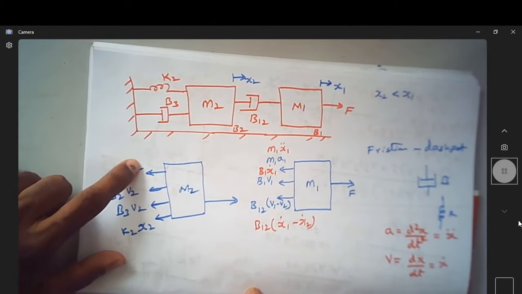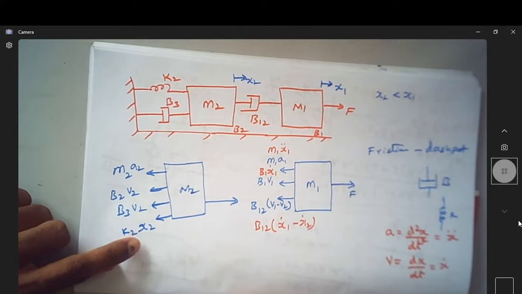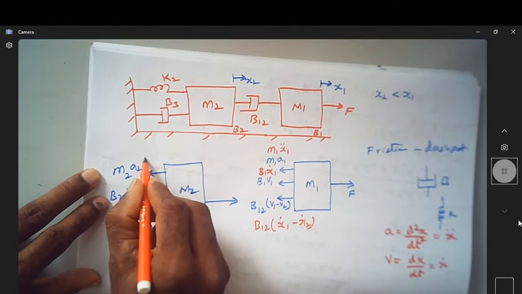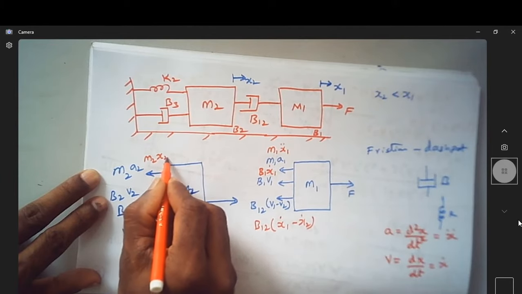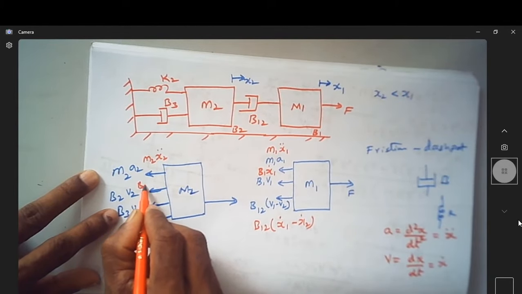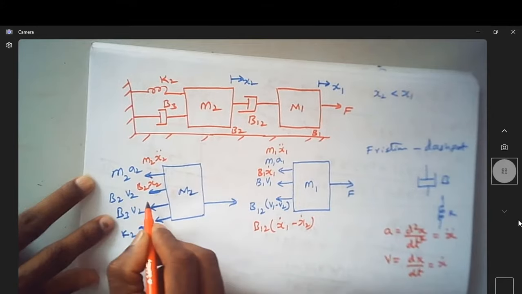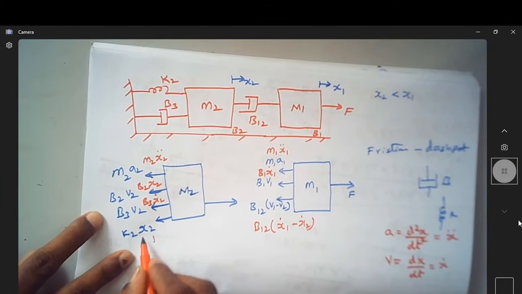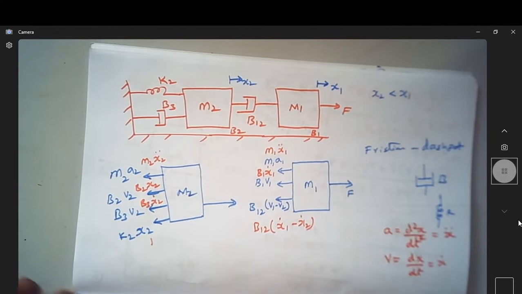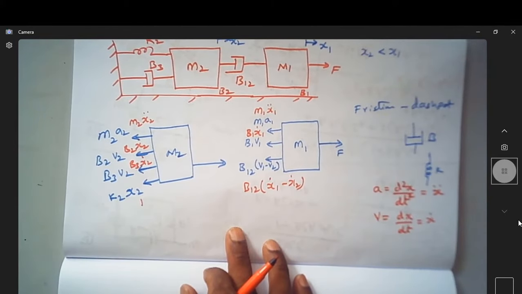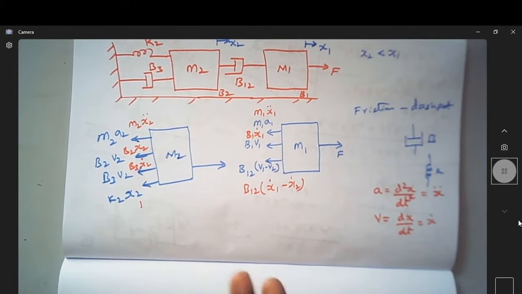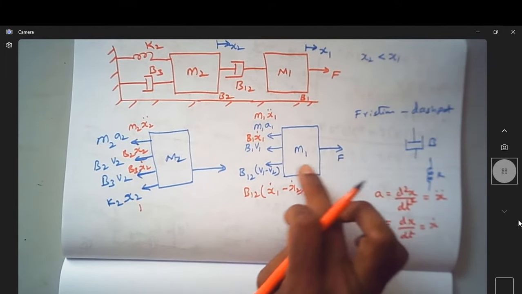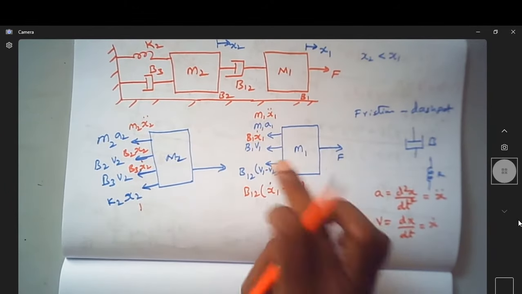Since it is acceleration, velocity and displacement, you can write it as its derivatives. So it is now m2 x2 double dot, this is b2 x2 dot, this is b3 x2 dot, this is as it is. Now when we write the equation, we are simply writing the acting force is equal to the opposing force as per Newton's law.